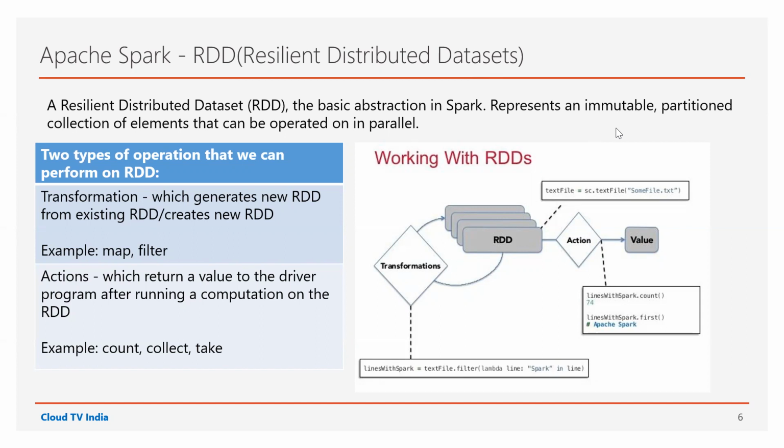RDD is immutable, and it is a partitioned collection of elements that can be operated on in parallel. When we say collection, it is going to have multiple elements, right? Collection of elements that can be operated on in parallel. You cannot modify an RDD, that's why it is immutable. You can perform some operations on RDD, and those are called transformations and actions.